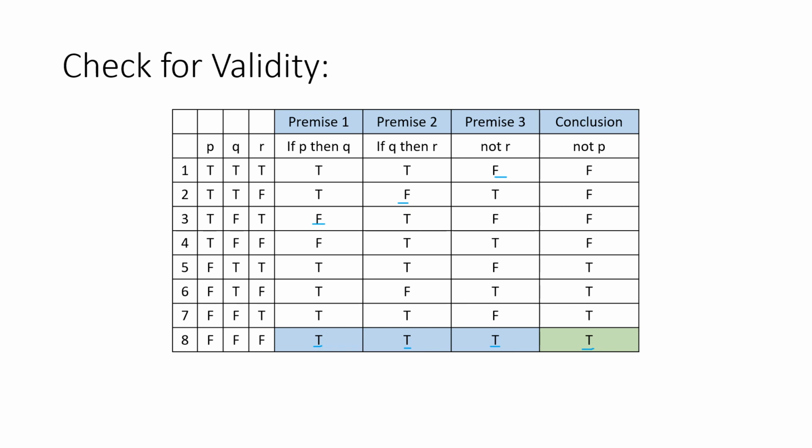Now, I want to caution you, one common mistake that students make when first learning truth tables is that they will believe that if there's any line on which everything comes out true, it must be valid. That's not the case, okay?